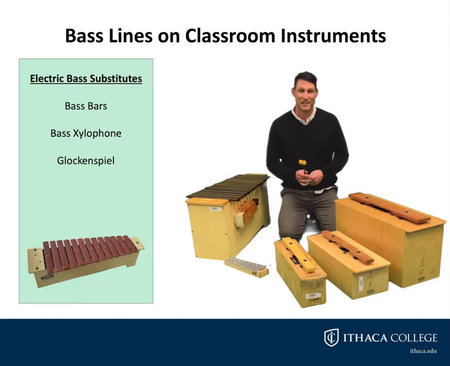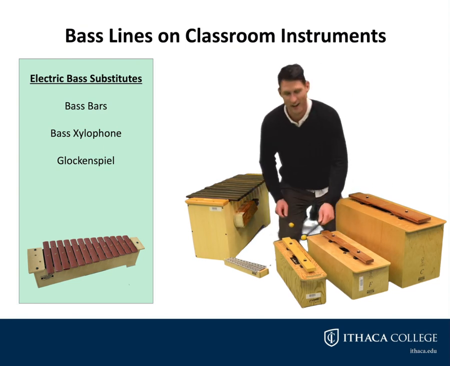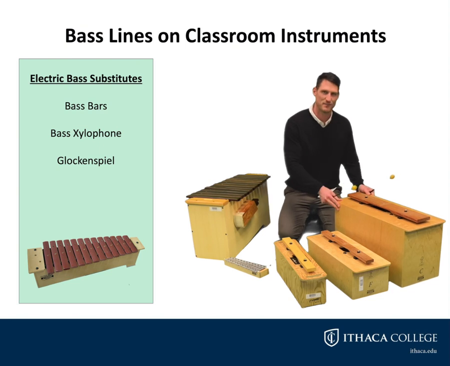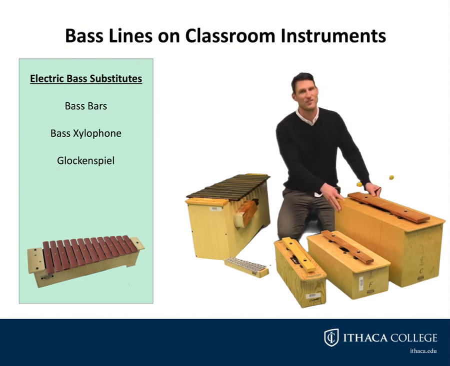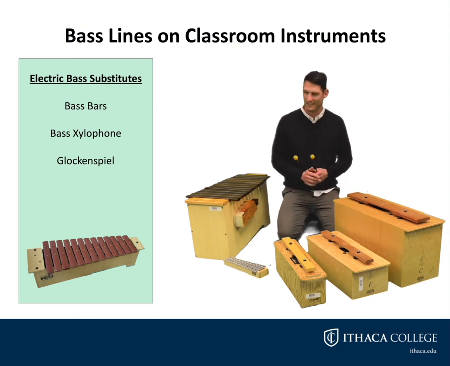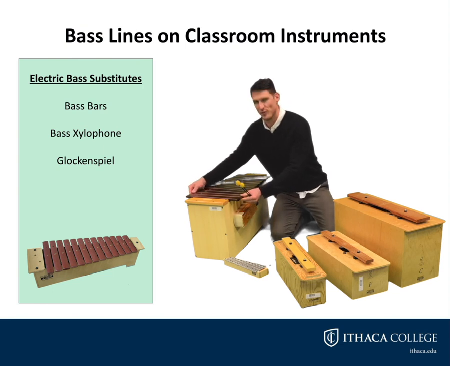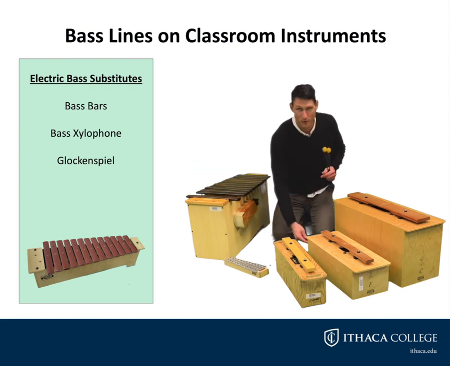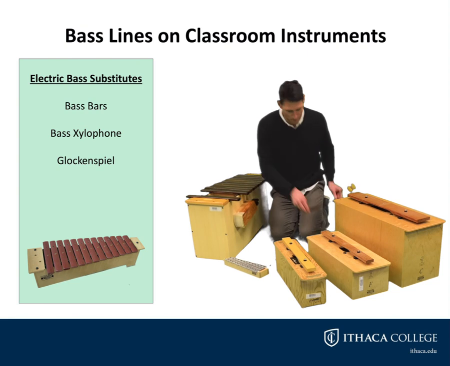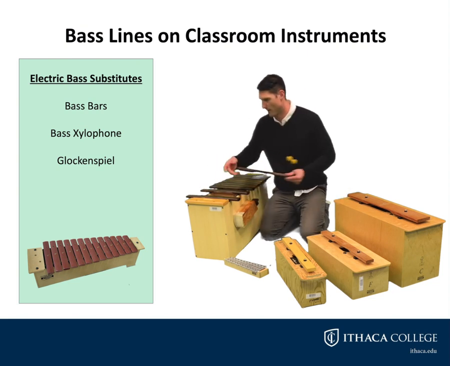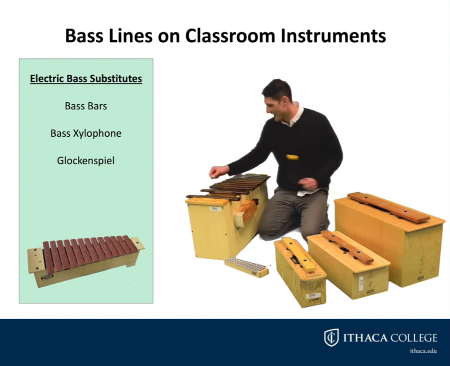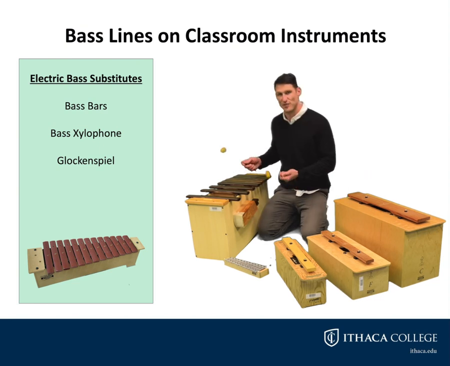The role of the electric bass player in a modern band can be filled by using bass bars in a general classroom setting. So here I pulled out C, F, and A. These are nice because you can just use the bass bar instruments that are part of the chord progression in the song. Similarly, you could use an Orff bass xylophone and remove the bars that are not part of the bass line. So here I'm pulling out everything that is not C, F, and A, and the students could play this instrument.